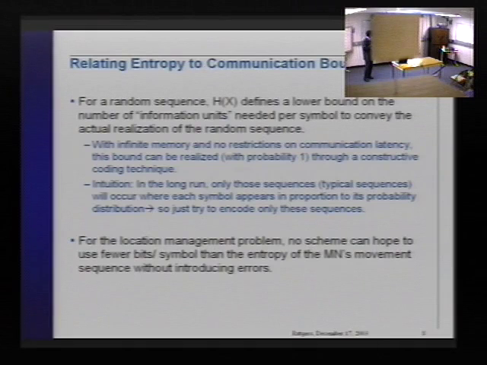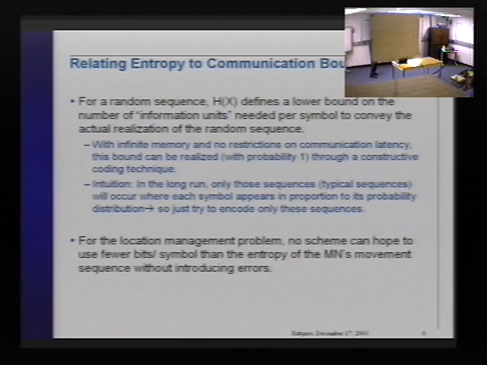So for a random sequence X, Hx defines the lower bound on the number of information bits needed per symbol to convey the actual realization. Now, of course, again, in classical information theory, we know that this is all asymptotic. You can only realize this through infinite delays and so on.